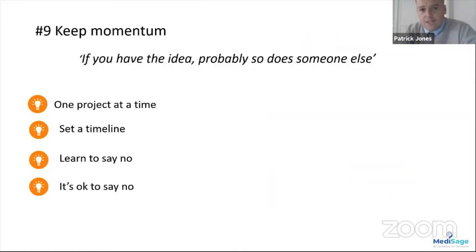Number nine, I put momentum. Now, fortunate, and what others have said, is to have a mentor. I think that's going to be a key message for today. But Professor Somali told me this long ago, and I always have it in the back of my mind, and that is, if you have an idea, someone else probably does as well. So it's good to set a timeline which you will stick to. Especially when you start, just have one project at a time. You need to learn to say no, but at the same time understand that it's okay to say no.